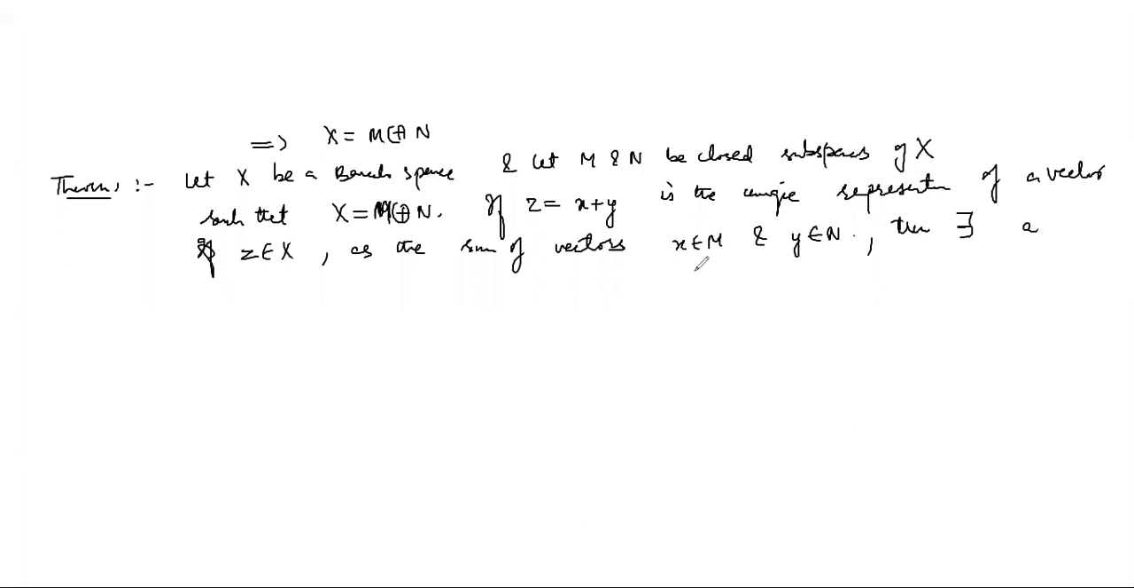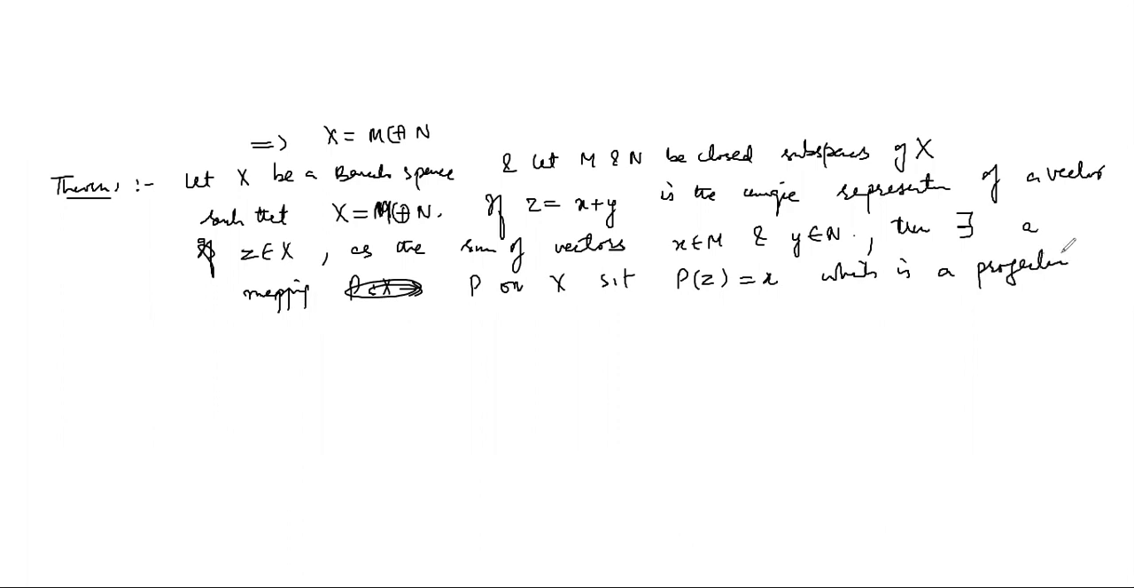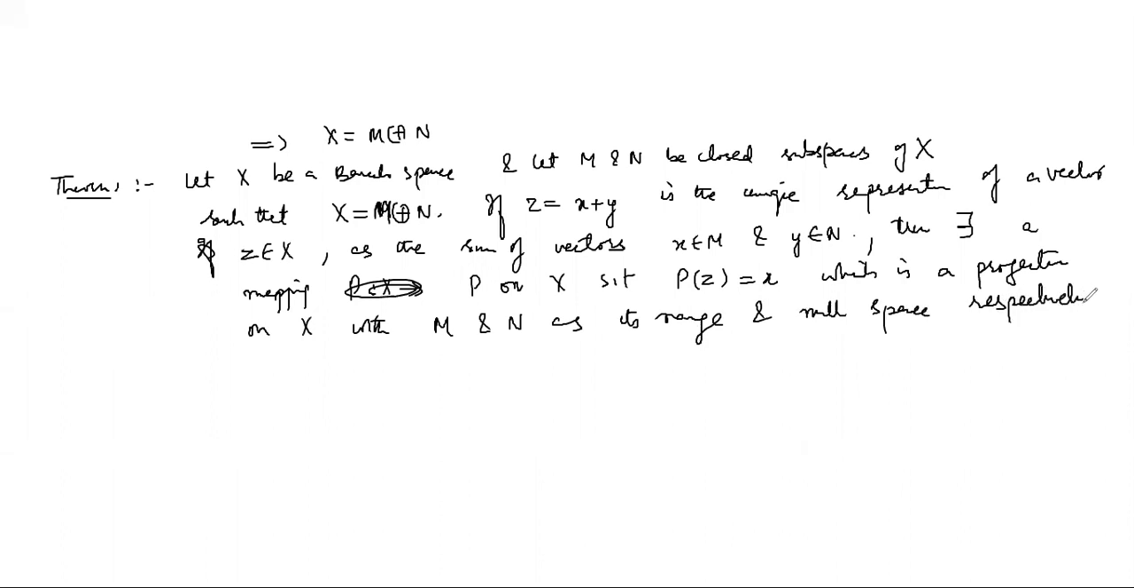Then there exists a mapping P from X to M. सीधे मैं लिखता हूँ P on X such that P of Z is equal to X, which is a projection on X with M and N as its range and null space respectively. थोड़ा लंबा चौड़ा है, लेकिन ये एक तरह से उसका कन्वर्स है.